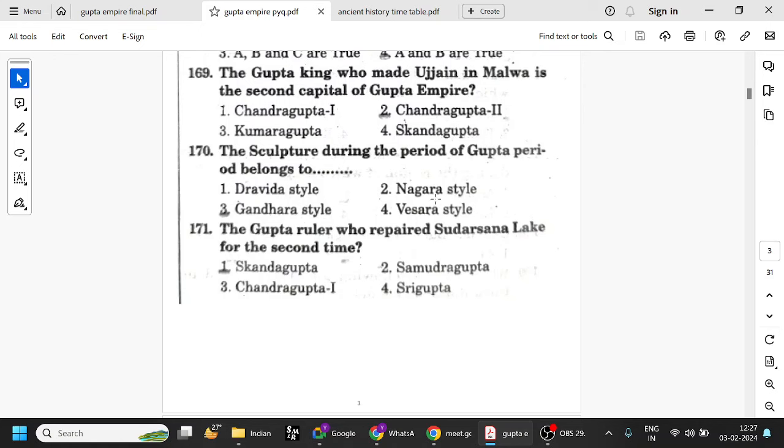So Nagara is exclusively North India. You can see it in the North Indian temples, the Kandariya Mahadeva temple we have seen. Dravida is exclusively South Indian style, the Meenakshi Amman temple, etc. Most of the South Indian temples are Dravida style. Vesara is a little bit of a mix of Nagara and Dravida, mostly in Central India, Orissa, etc. Those are all Vesara style.